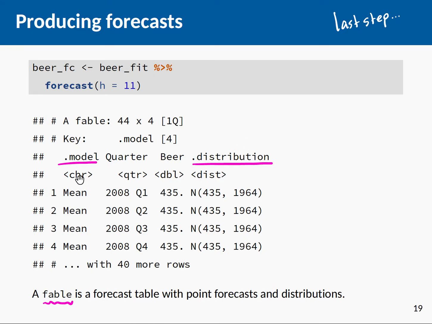Now, the fable doesn't automatically give you prediction intervals, which we'll talk about later, but the hilo, H-I-L-O function can give you those prediction intervals as well.